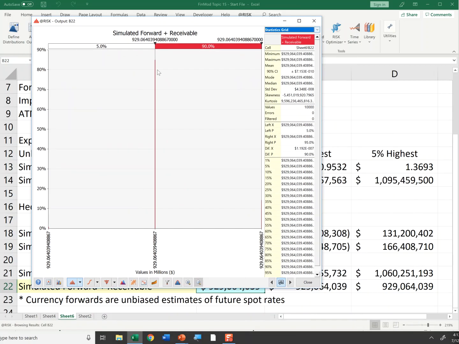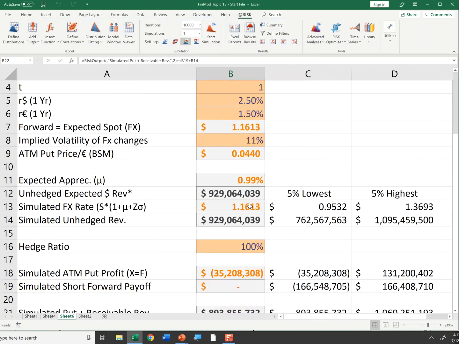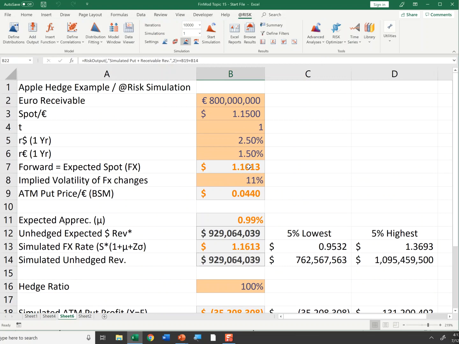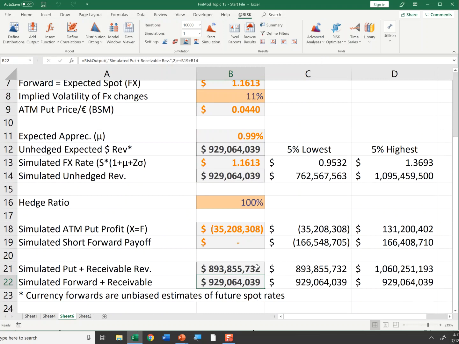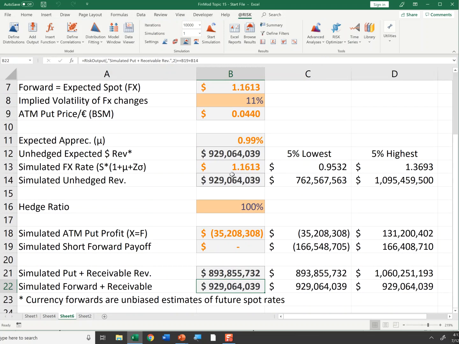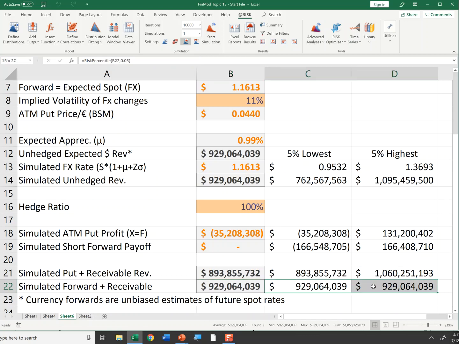Look at this. It's a histogram where every value is exactly the same number, because this company that is hedged 100% with the short forward will always get 116.13 times the 800 million. So in other words, it always gets $929 million. So when I add those two numbers together, every time the euro is low or high, it doesn't matter. I'm exercising my forward and selling them all for 929. So what you see is my worst case, my best case, my average case are all 929.